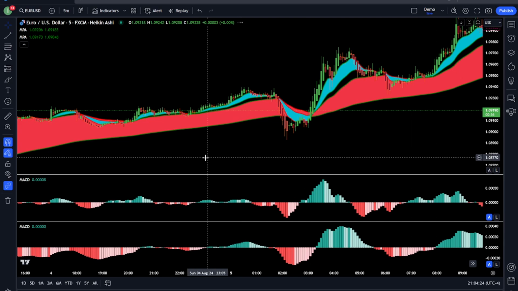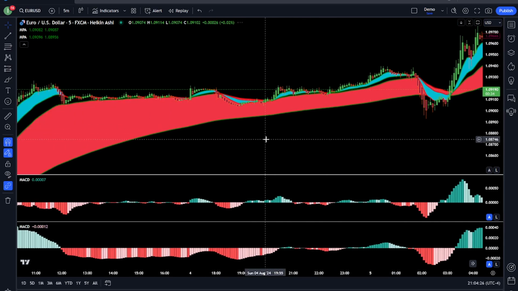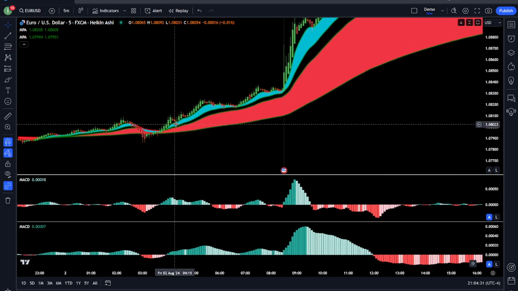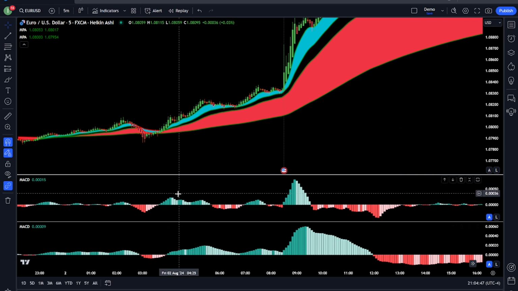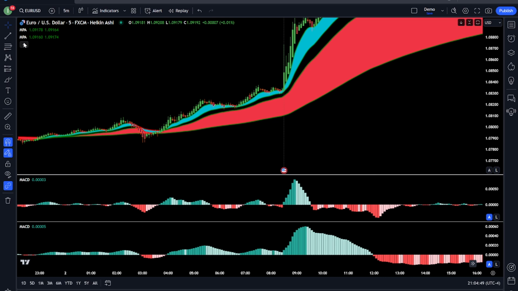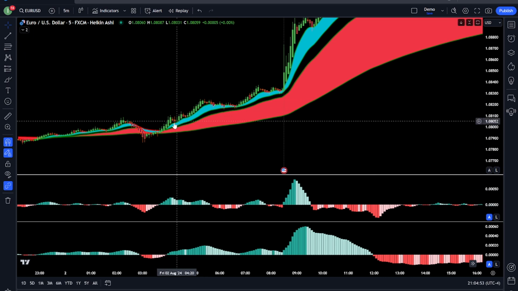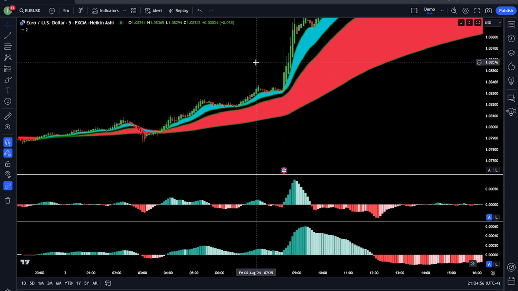So the strategy is we're going to wait until you see this blue cloud above the red cloud for a long, and there's a gap between these two. And at the same time, we should have the MACDs be green. Both the MACDs should be green. So when both are green, you're going to go long. So here's a good opportunity.